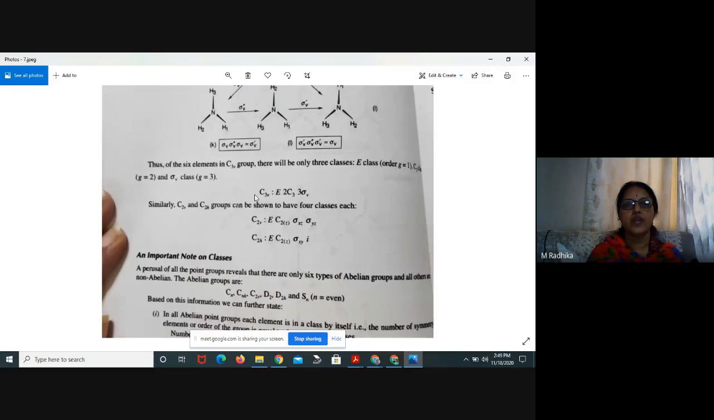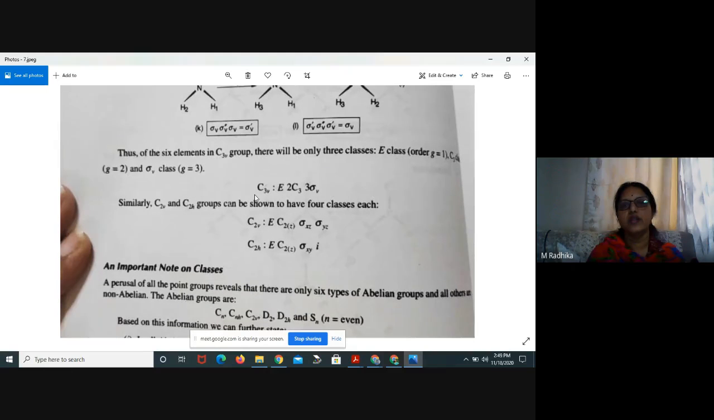At the end of doing all these things, we can tell that C3v has only three classes, of which one is identity, two are C3 where the order is 2, and the other one is sigma v, where the order is 3.